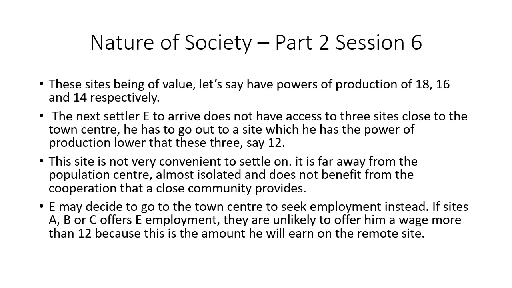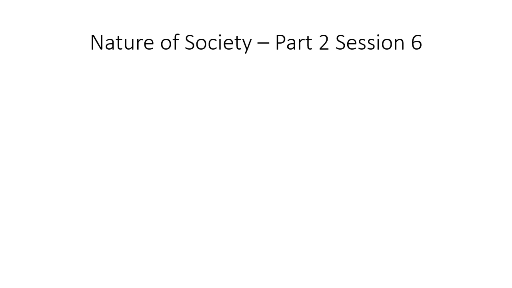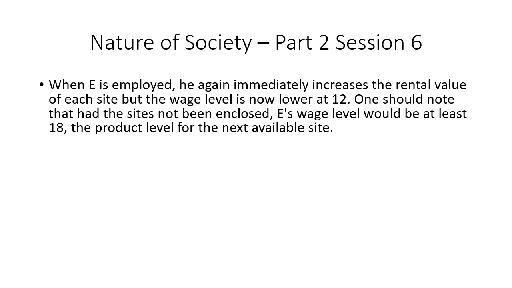If sites A, B, or C offers E employment, they are unlikely to offer him a wage more than 12, because this is the amount he will earn on the remote site. When he is employed, he again immediately increases the rental value of each site, but the wage level is now lower at 12. One should note that had the sites not been enclosed, E's wage level would be at least 18, the product level for the next available site.